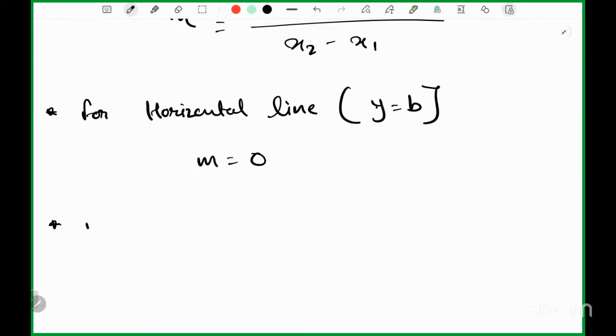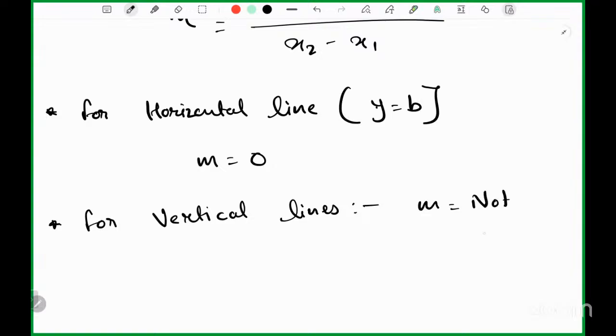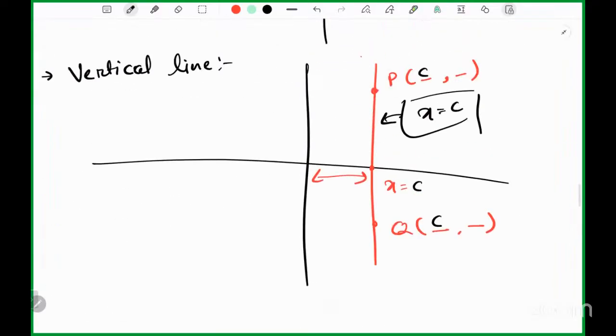Now what about vertical lines? Can you guys say something? What will be the slope of vertical lines? It's actually not defined. We are saying it's not defined because we are not changing x at all.